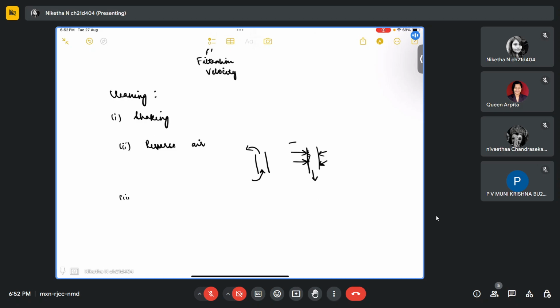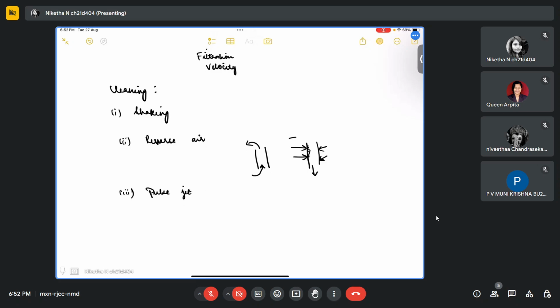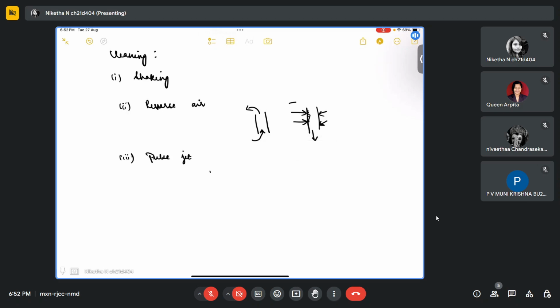And then you have the pulse jet method. So in this method, what happens is your filter is like this, and if you pass air, it will create some bubbles, and when that happens, it will create some pulses. So this pulse will travel, and when this pulse travels through the filter, whatever particles are stuck there, they'll get easily removed and they can be collected.